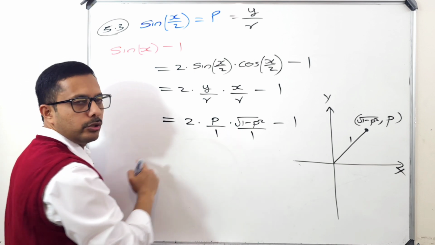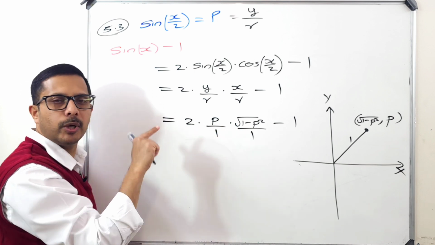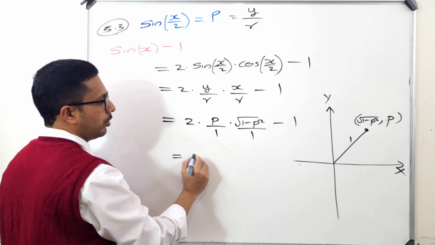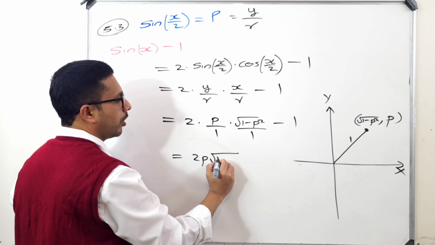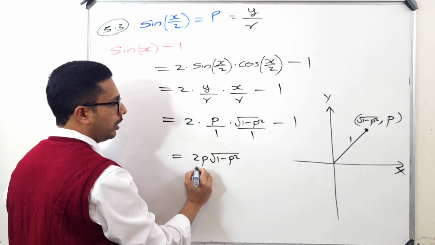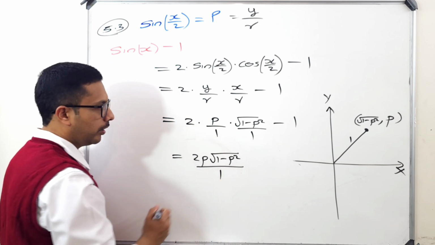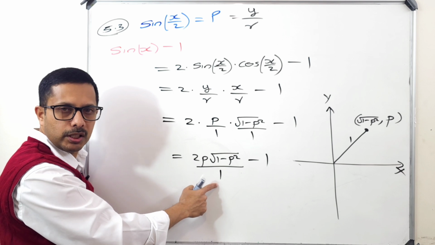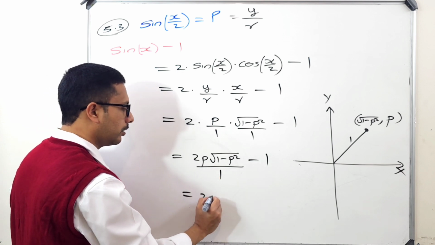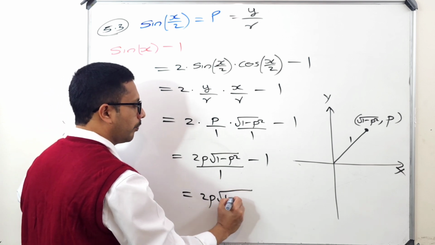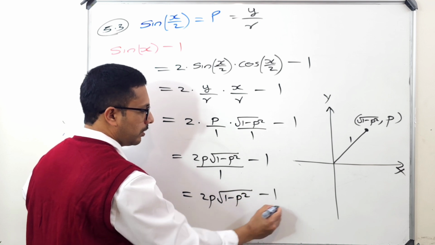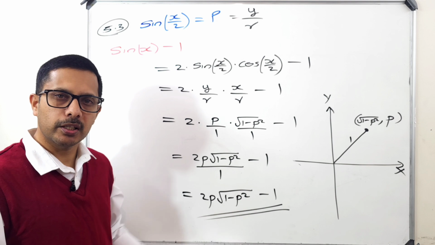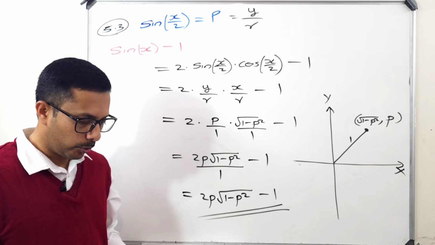So let me write it together. Okay, it is multiplication, so you multiply numerator, denominator. 2 into p into square root of p, that is 2p square root of 1 minus p square divided by 1. 1 times 1 is 1, minus 1. Is there any need to write this 1 here? No. So what is the final answer? 2p into square root of 1 minus p square, minus 1. And can you see, you got the answer in terms of p. So that is question number 5.3.